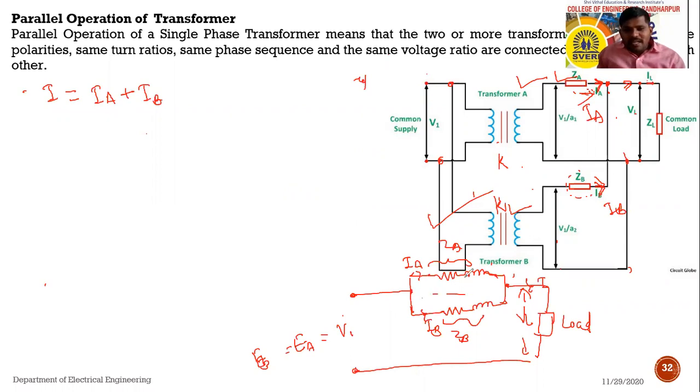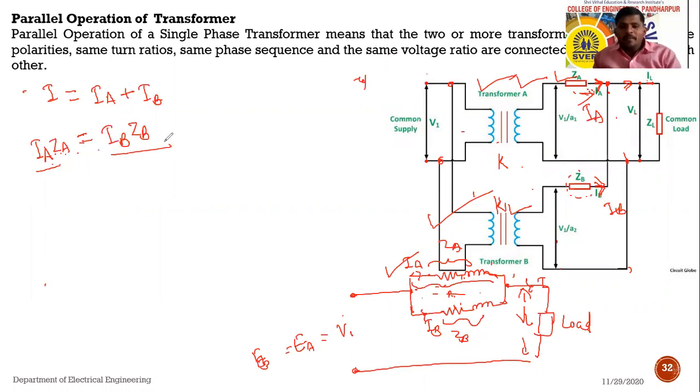Now see, these two transformers are in parallel in this equivalent circuit diagram. The voltage drop across a parallel connection is the same. So IA into ZA is the voltage drop across transformer A, and IB into ZB is the voltage drop across transformer B. So IA ZA is equal to IB ZB, because in parallel operation the voltage across the parallel points remains equal.